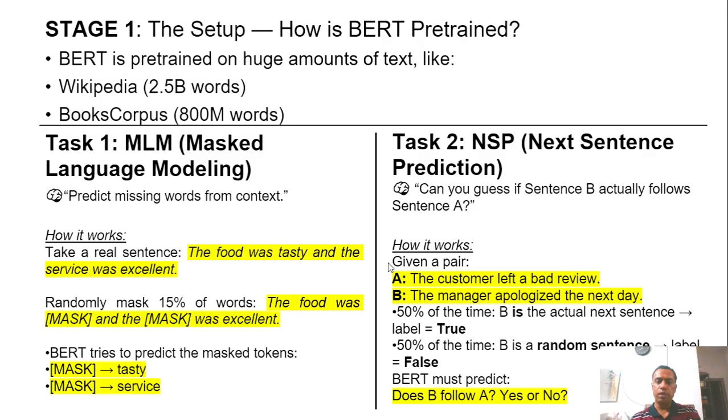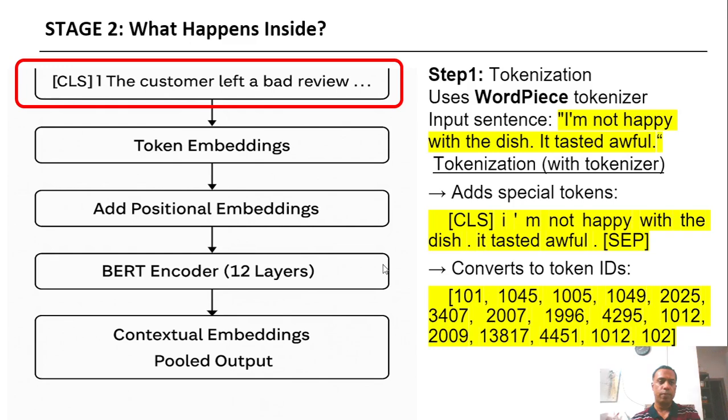So MLM trains BERT to understand deep language patterns, grammar, and meaning. And NSP helps BERT learn sentence-level relationships, useful for Q&A and summarization. In stage 2, let's see what really happens.